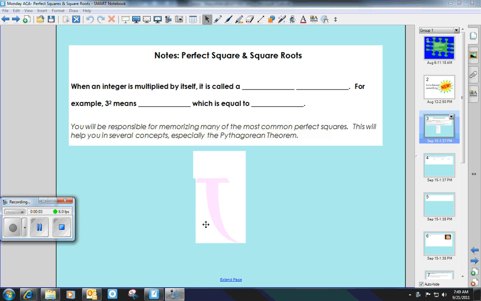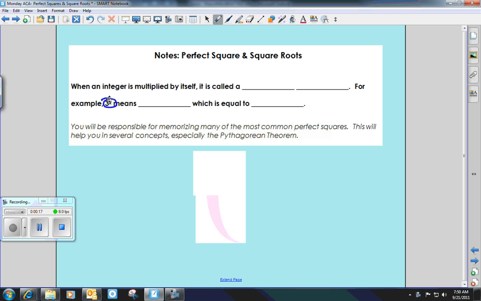This video is talking about perfect squares and square roots. So we've already talked about exponents and powers. And one of the exponents that we talked about was to the second power, right here. Okay? We also call that squared. So 3 to the second power would also be 3 squared.